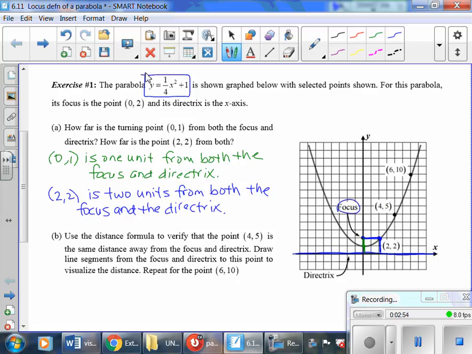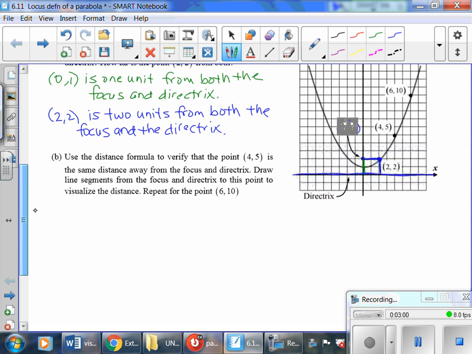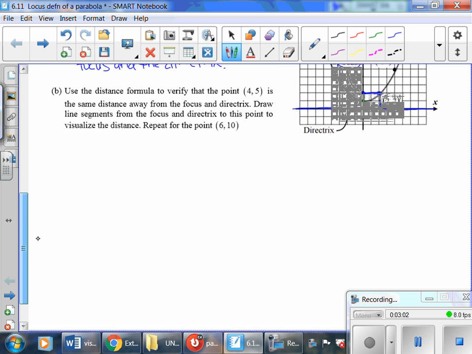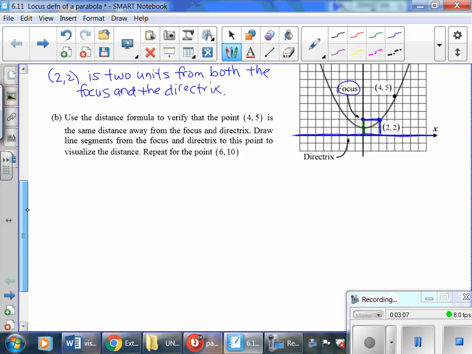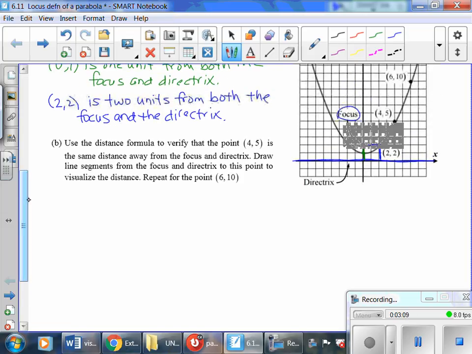So B says, use the distance formula to verify that the point 4, 5 is the same distance away from the focus and the directrix. Okay, so draw the line segments from the focus and the directrix. Oh, I need to scroll up a little bit so I can get to that point. All right, so consider that point. Let's use red this time so we can see it.